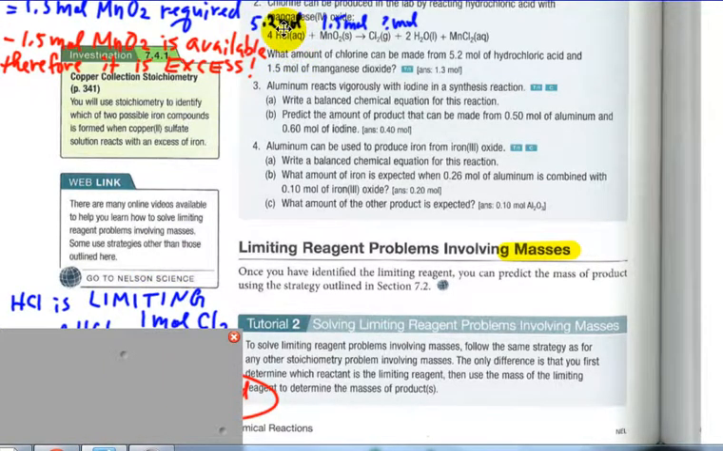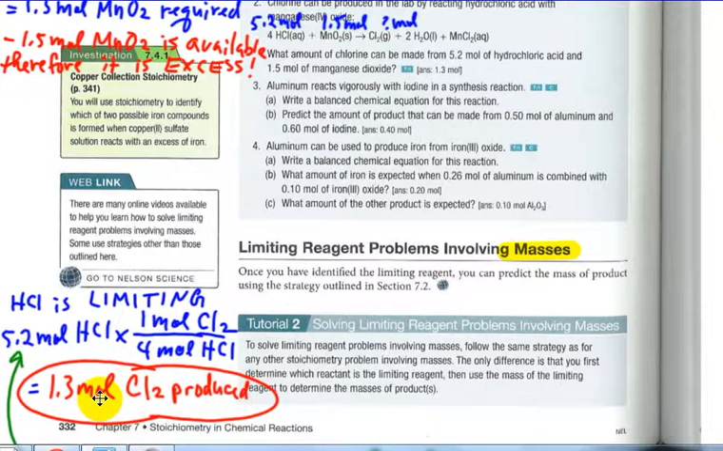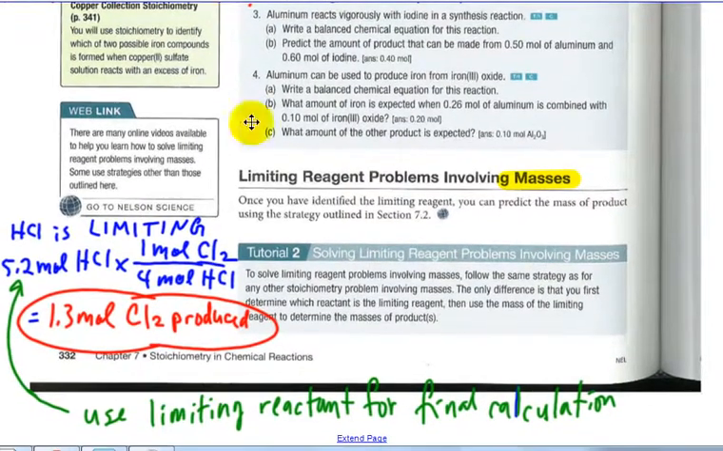So that's what I'm going to use to figure out how much chlorine is produced. Because remember, you always use the limiting reagent. So doing that, 5.2 moles of HCl, and the ratio here is 4-to-1. 4 moles of HCl produces 1 mole of Cl2. So that works out to be 1.3 moles of Cl2 produced. And I just made a further note there. Yes, be sure that the limiting reagent is used for the final calculation.